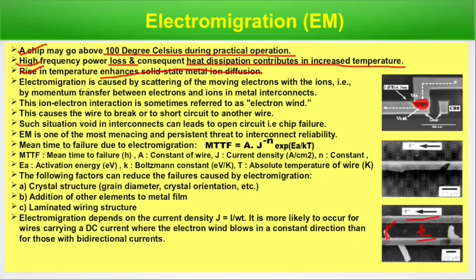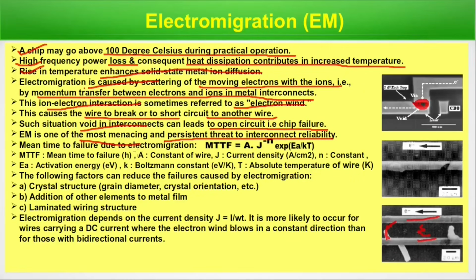So electromigration is caused by scattering of moving electrons with the ions by momentum transfer between electrons and ions in metal interconnect. This ion-electron interaction is sometimes referred to as electron wind. This causes a wire to break or to short circuit to another wire, just what I have discussed. Such a situation, a void in interconnects, can lead to open circuit, that is chip failure. EM is one of the most menacing and persistent threats to interconnect reliability.